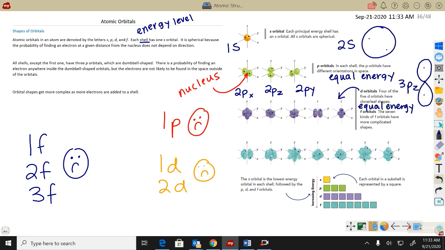Now this model on the bottom is kind of trying to show that the energy of these orbitals will increase, that eventually electrons will fill the orbitals from low energy to high energy. So the lowest energy orbital is always going to be the s orbital, then we'll move to the p's, and then the d's, and then finally the f orbitals.